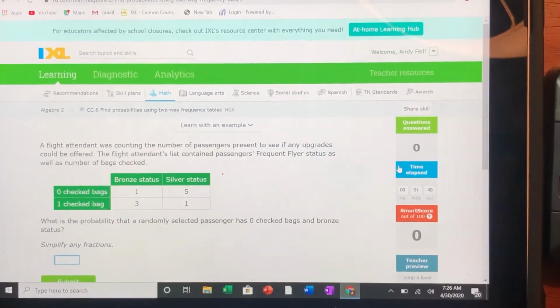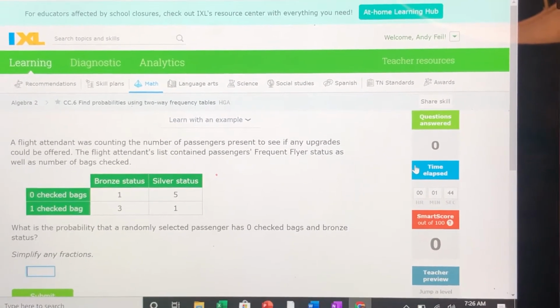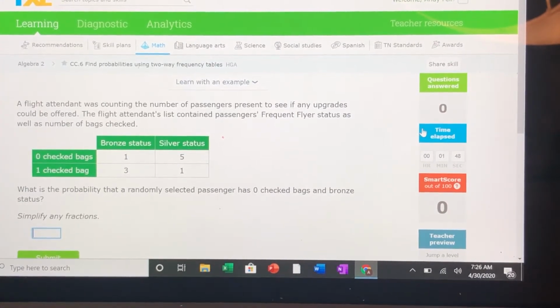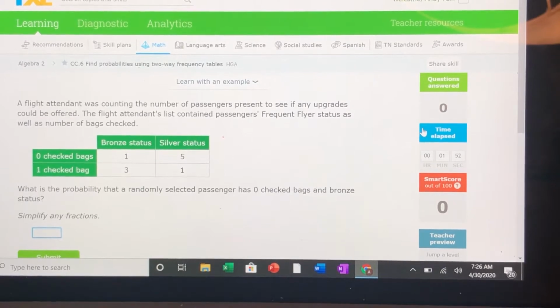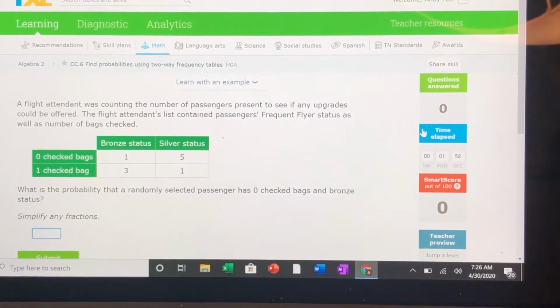So I'm going to be looking today at CC.6. Hopefully you can read that. There we go. CC.6, the problems are still just basic probabilities, and we're going to be using the same formula, but you can see that they're going to give us the information in what's called a frequency table. So let's take a look at that.